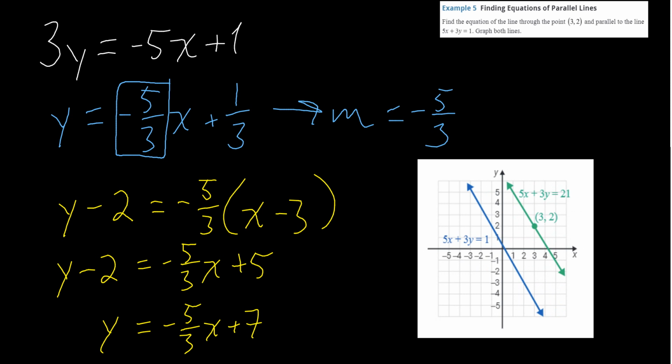So the blue line is this equation here, 5x plus 3y is equal to 1. And the green line is the line that is parallel to it, using the point (3, 2).